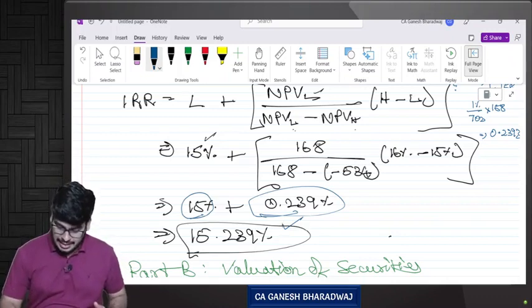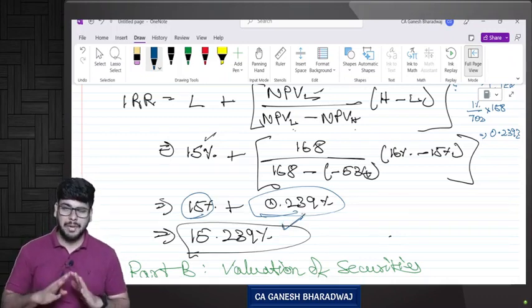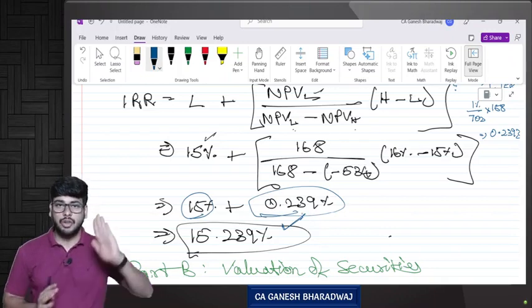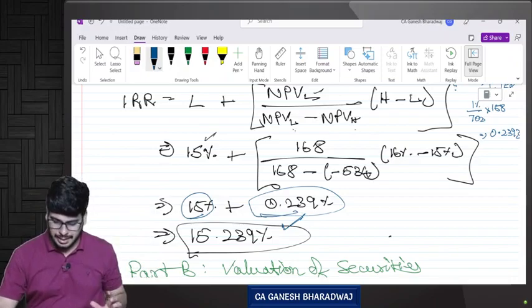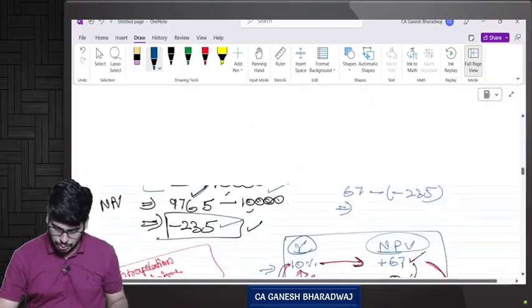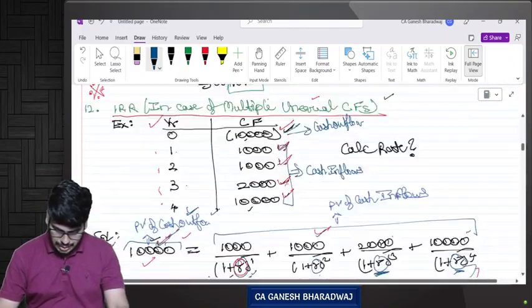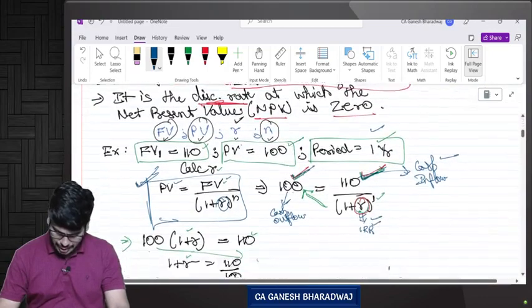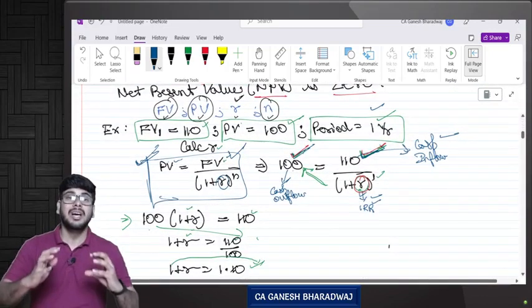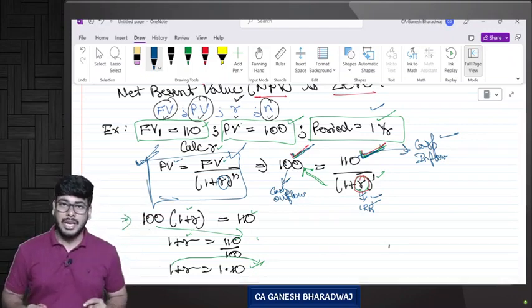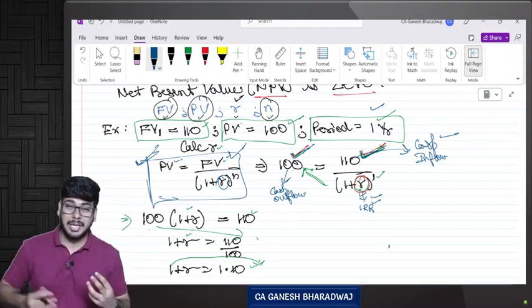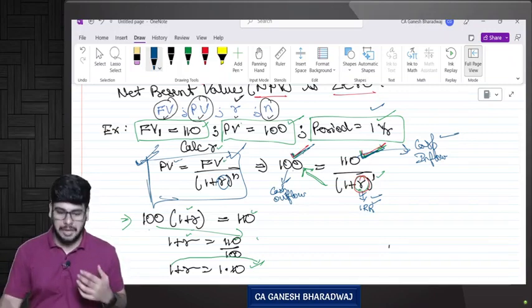So with this we have completed our discussion on IRR. IRR with a single cash flow is very simple. You just need to equate it in that simple present value, future value formula, and simply plug in the figures. Three figures are given, R alone you need to find out. Yes, that was very simple, but in the case of multiple cash flows, that is where the problem comes in.